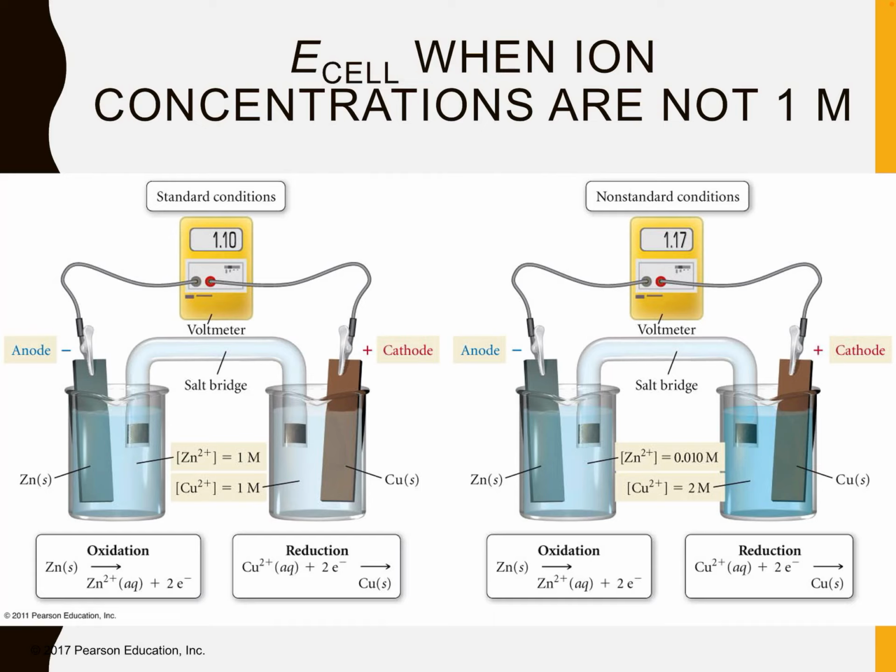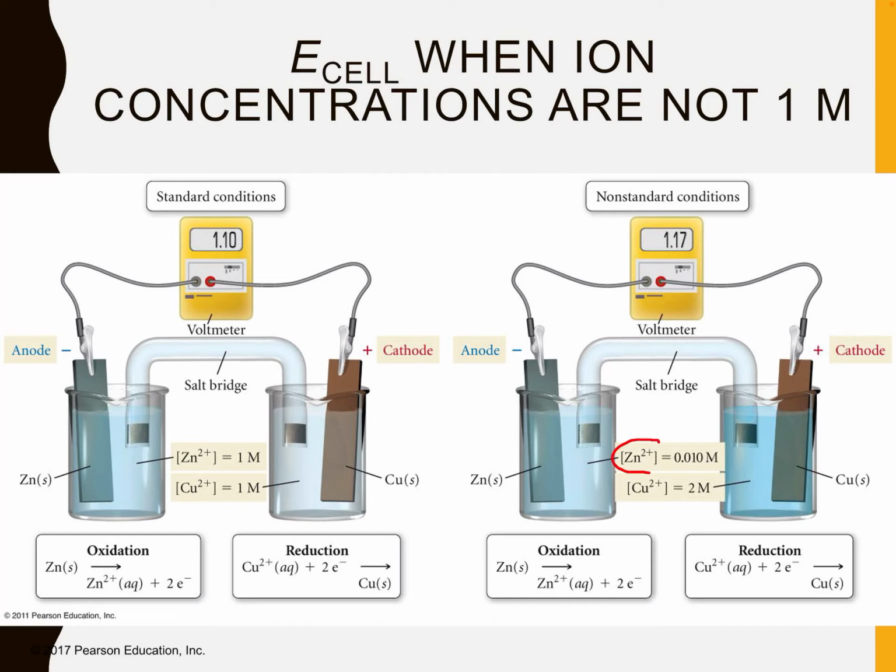Okay. So let's look at this. Our cell on the left is at standard conditions, so we would just use the reduction table in the back. We would have our zinc reduction potential, but we'd flip it because it's oxidation. Then we would add that to the reduction potential for copper, and we would get 1.10 volts.